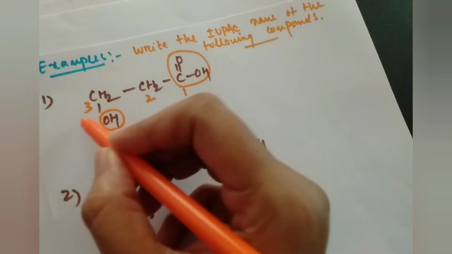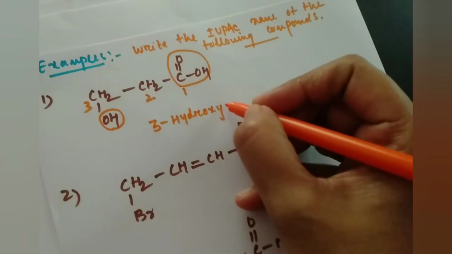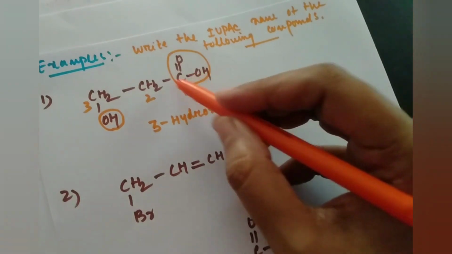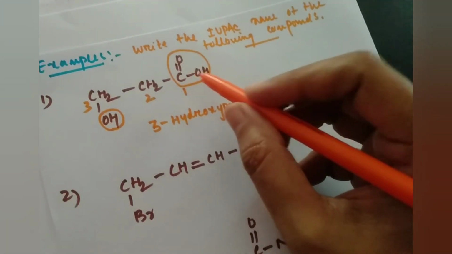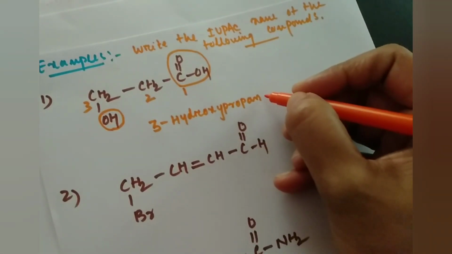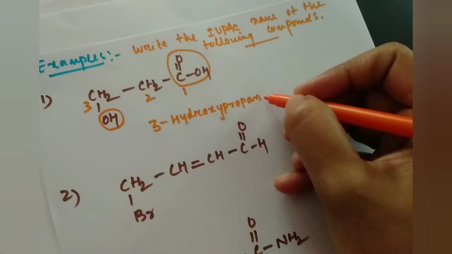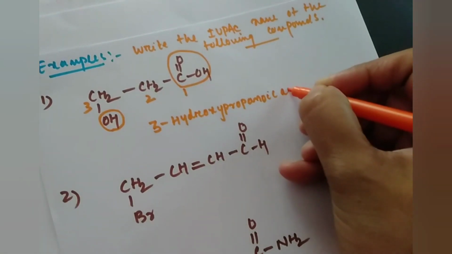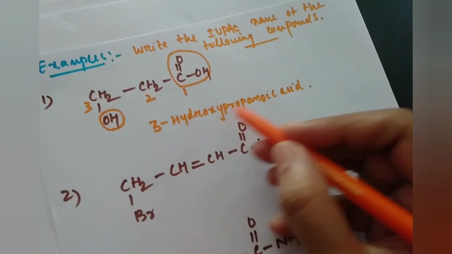How many carbons are there? 3 carbon. 3 hydroxy pro, primary suffix an, and the suffix of acid is oic acid. It starts with the vowel O, so the E of the primary suffix is omitted. So it is oic acid. So 3 hydroxy propanoic acid.